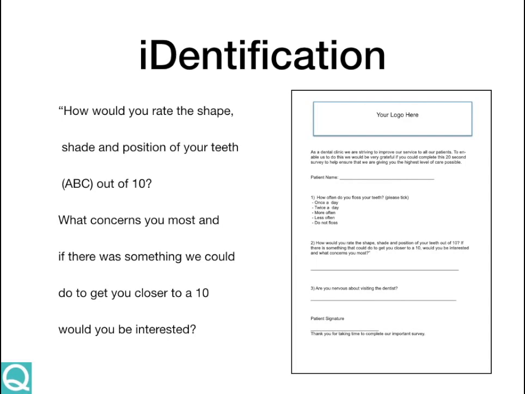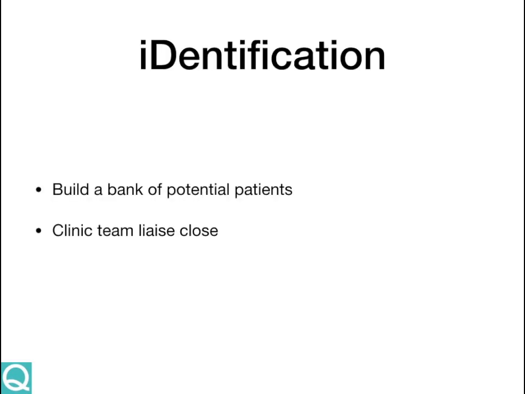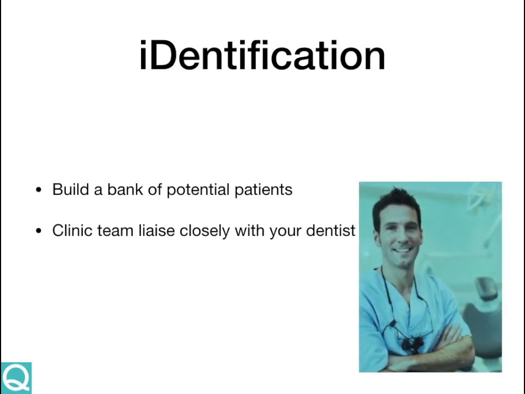The second part of the question is, what concerns you most? And if there was something we could do to get you closer to a 10, would you be interested? So what we're asking the patients to do is tell you their problem. I've got a wonky tooth. And then you're asking them, would they be interested? So this is how you identify the patients who've got a problem and are interested in having a solution. And what we do then is build up a bank of potential patients.